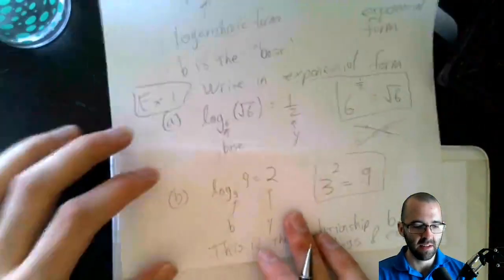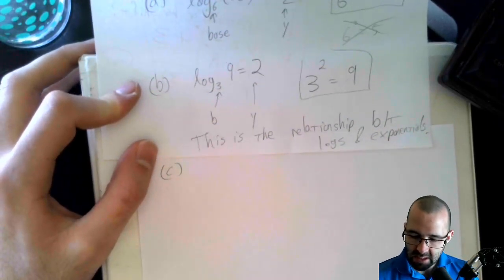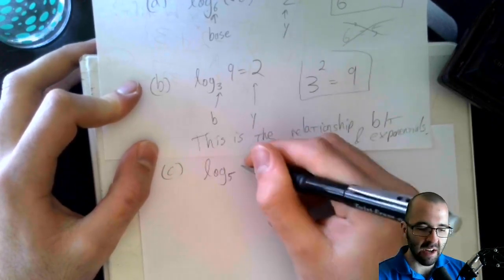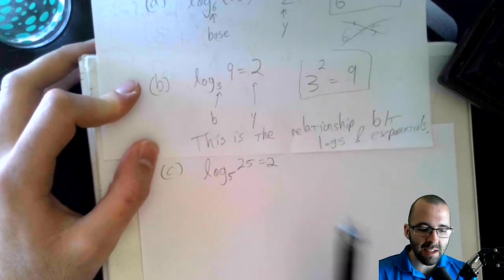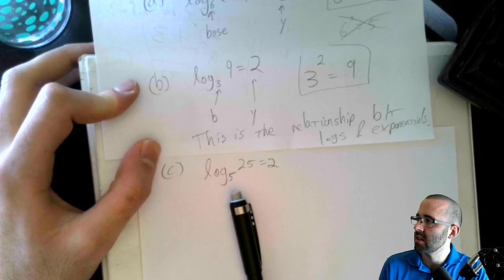Part C. So let's look at part C and see if you can get the answer. Part C is log base 5 of 25 equals 2. What's the exponential form? Someone in the chat, give me the exponential form of this logarithmic equation.